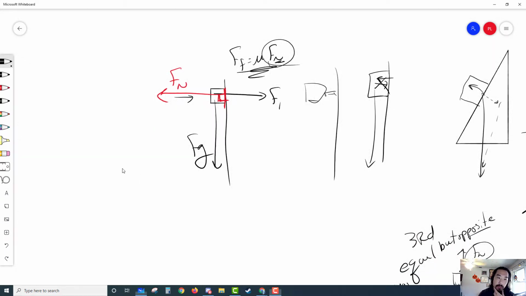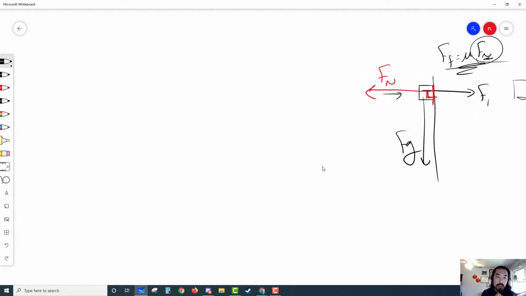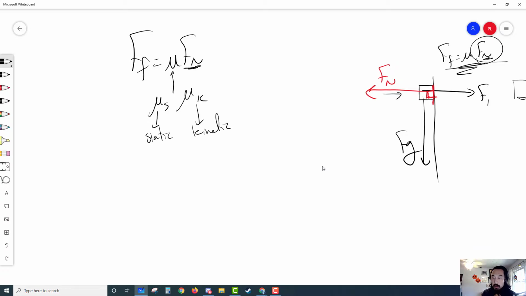So let's talk about friction again. Remember, the force of friction equation is mu times the normal force. This right here is key. Mu is the coefficient of friction. There are two types: mu sub s and mu sub k. Mu sub s means static, when the object is not moving, and mu sub k is kinetic, when the object is moving. And remember, mu sub s is always greater than mu sub k.